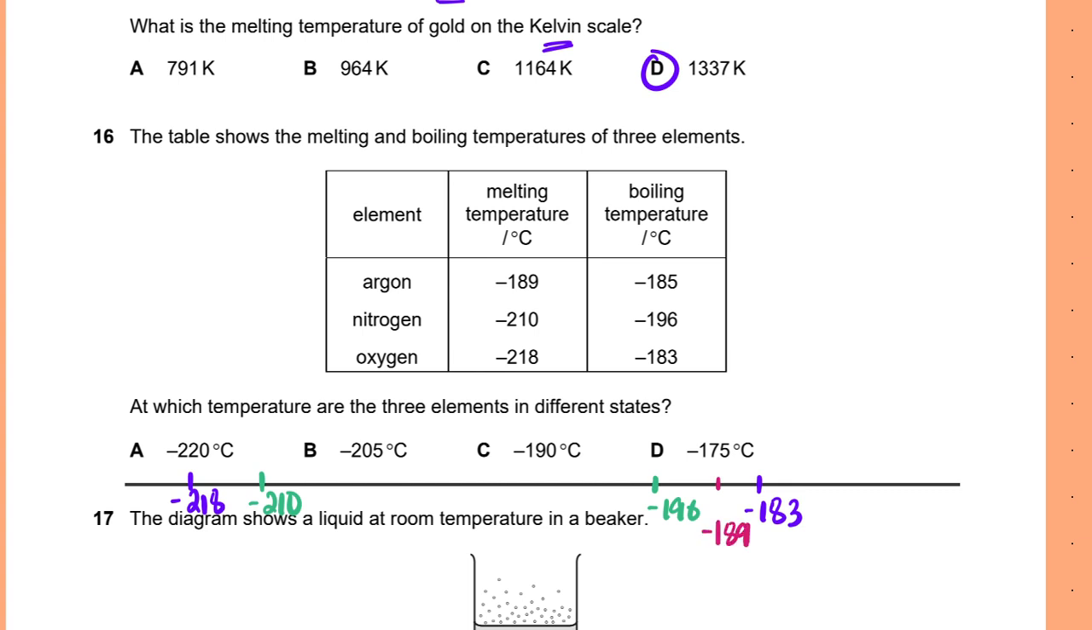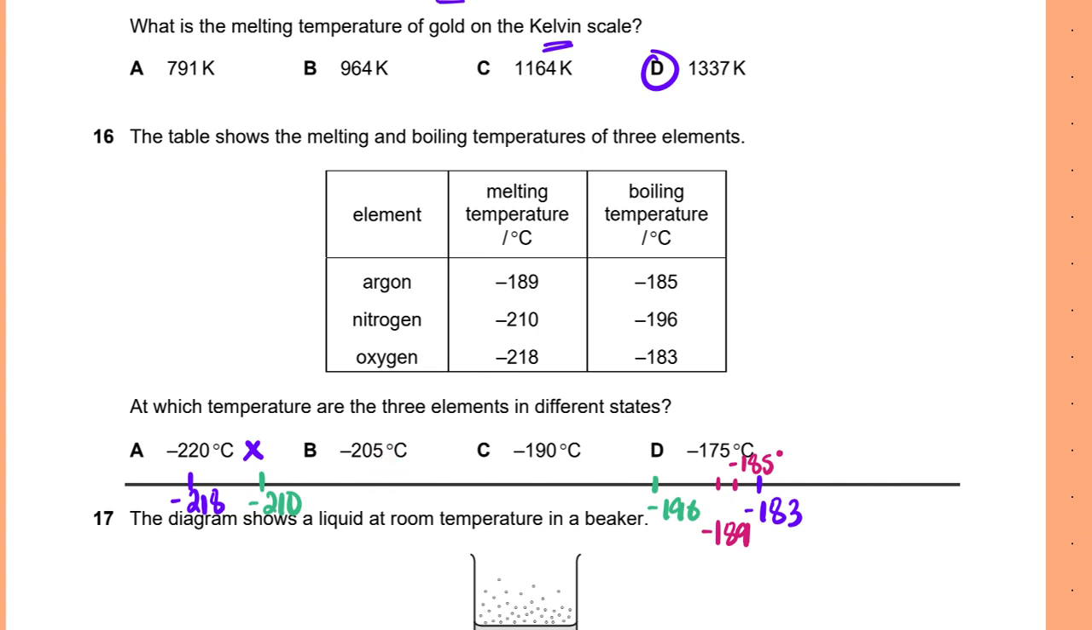Minus 189 is where argon melts, and minus 185, these are very, very close, is where it turns into a gas. So at minus 220, which is here, nobody has reached their melting temperatures yet, so they are all solid, so they are all in the same state.